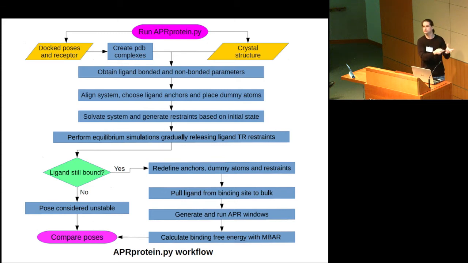I realign the system, not too much because the system is still well restrained, the protein, but then I redefine all the anchors. Why do I have to redefine all the anchors? Because sometimes the ligand moves, so I have to choose the anchors again. Then reposition the dummy atoms, redefine the restraints. Then I pull it out from the binding site, generate all the APR windows, calculate all the binding free energies using the multistate Bennett acceptance ratio, and then finally I compare all the poses. So this is the workflow of the program. So we just run it, and then it does everything inside the program.